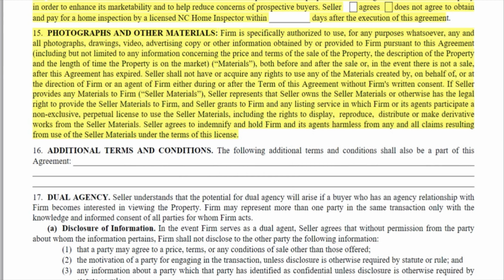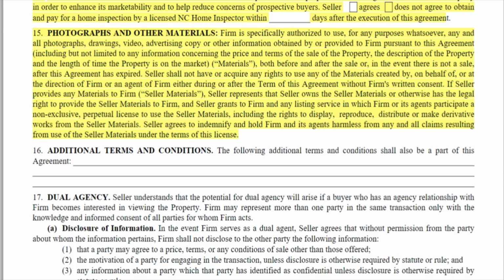Okay, the photographs and other materials. The firm is specifically authorized to use for any purposes whatsoever any and all photographs, drawings, videos, advertising copy, or other information obtained by or provided by the firm pursuant to this agreement, including but not limited to any information concerning the price and the terms of the sale of the property, the description of the property, and the length of time the property is on the market, materials both before and after the sale, or in the event that there is not a sale, at the direction of the firm or an agent of the firm, either during or after the term of this agreement without the firm's written consent.